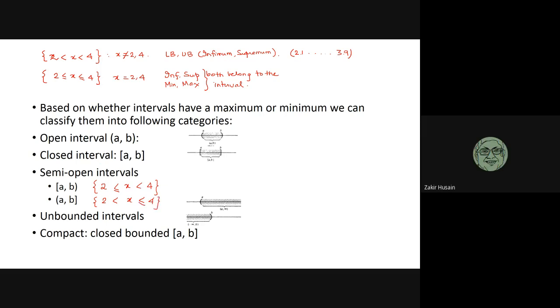Okay, so we can have open interval, closed, or semi-open. Semi-open can be of two types. So that means if I'm talking about this type of semi-open, the infimum is included, but the supremum is not included. Exactly. Unbounded interval. What is the problem over here? There's no lower bound.